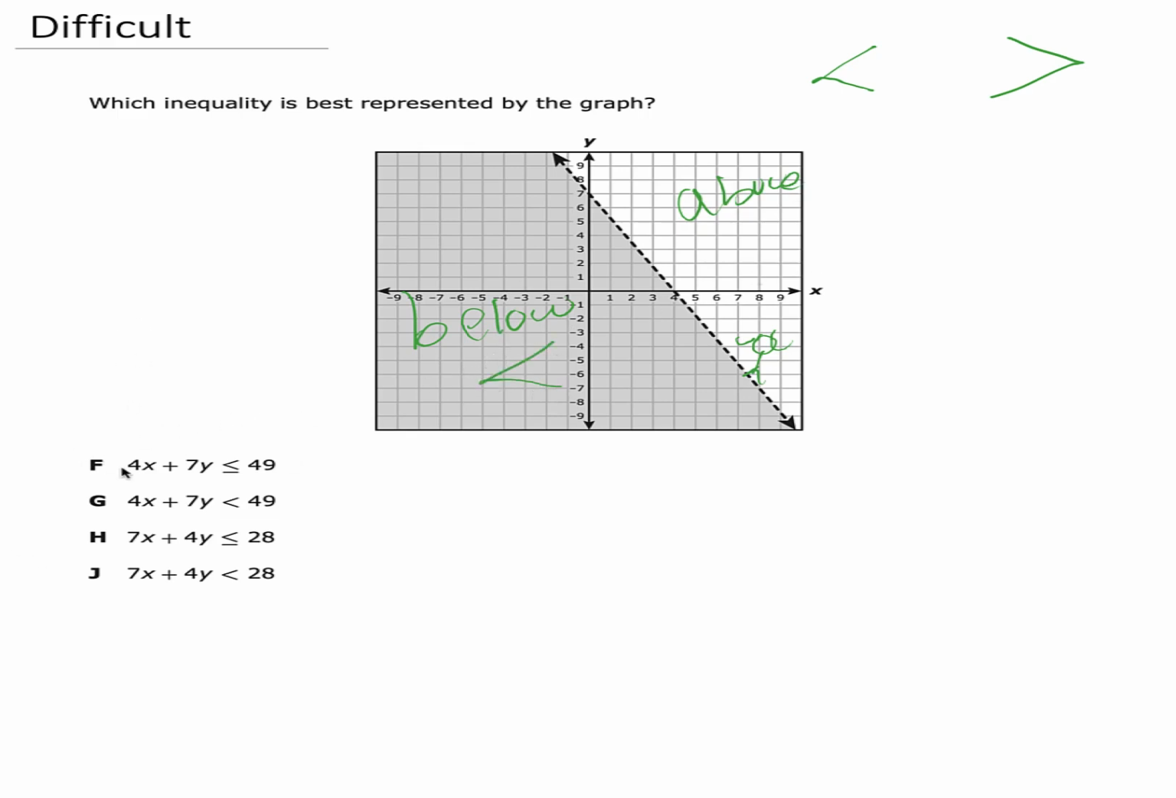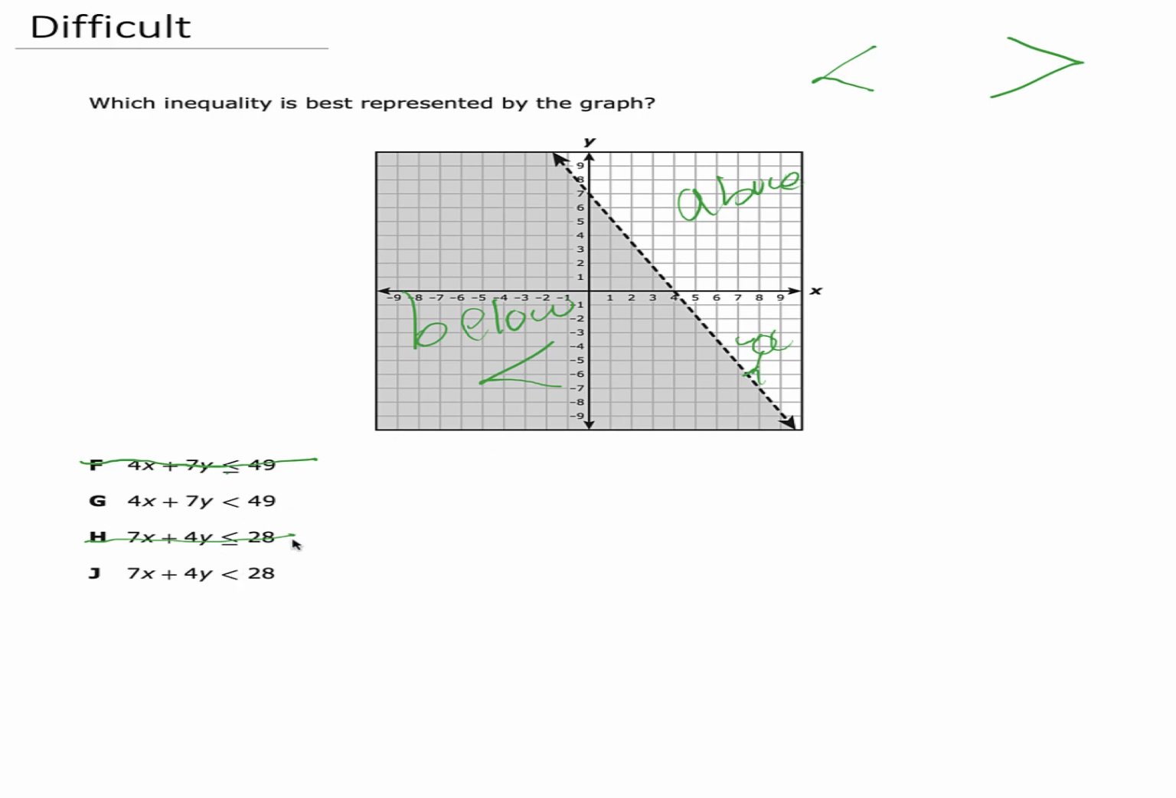So right away, we knew that you could eliminate F because that has the less than or equal sign. You could eliminate H, that's gone. So now your answer is either G or J. So you're kind of stuck because they both have less than. I did say it was difficult.